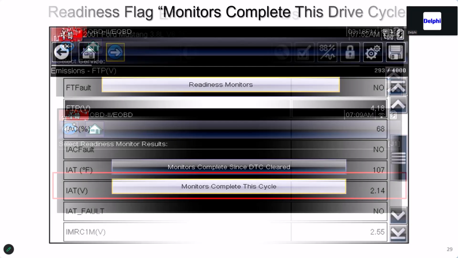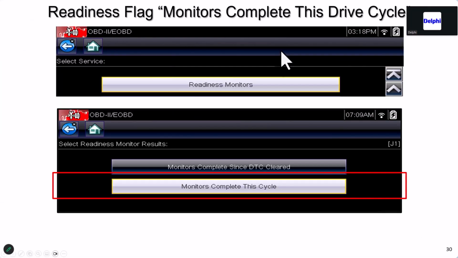Okay, next one. We've been using the one on top here, since cleared, since day one of OBDII. The problem with this is once they're set complete, the only way you can see them switch is you have to clear it. Well, sometimes you don't want to clear these things because you don't want to have to run all the tests again. So there's this thing called Monitors Complete This Drive Cycle. We call it PID 41. And it will let you know every key cycle.